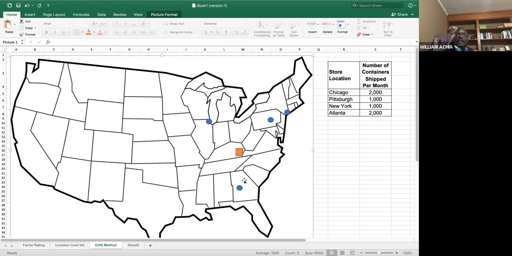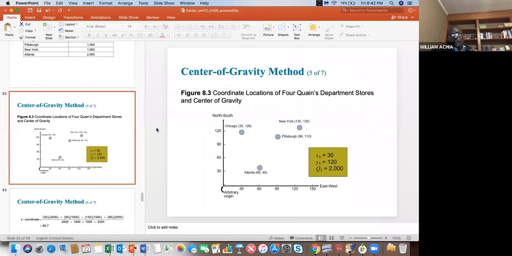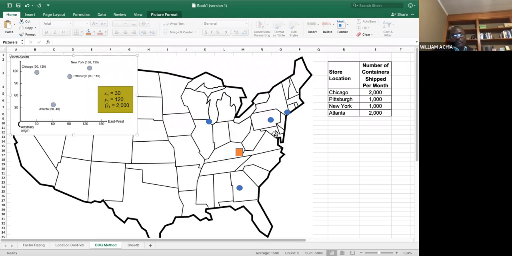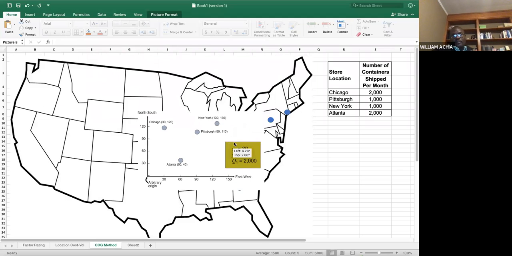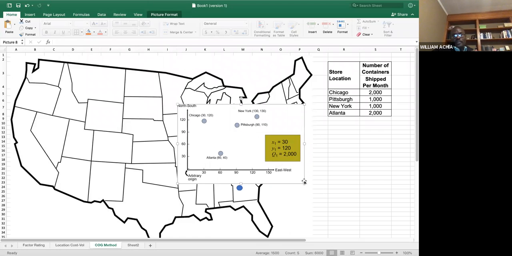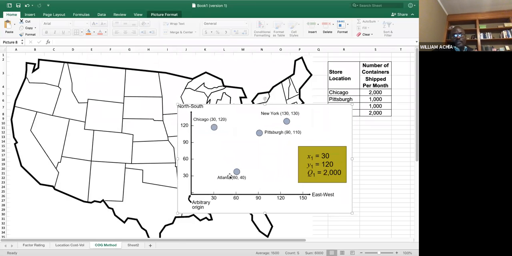Okay, now I'm going to use this diagram from the textbook and plug it on top of a map here. Hopefully this visualization will make it much easier to understand. I'll pull these locations so that they overlay the map. So we have Chicago here, we have Pittsburgh, New York, and Atlanta.